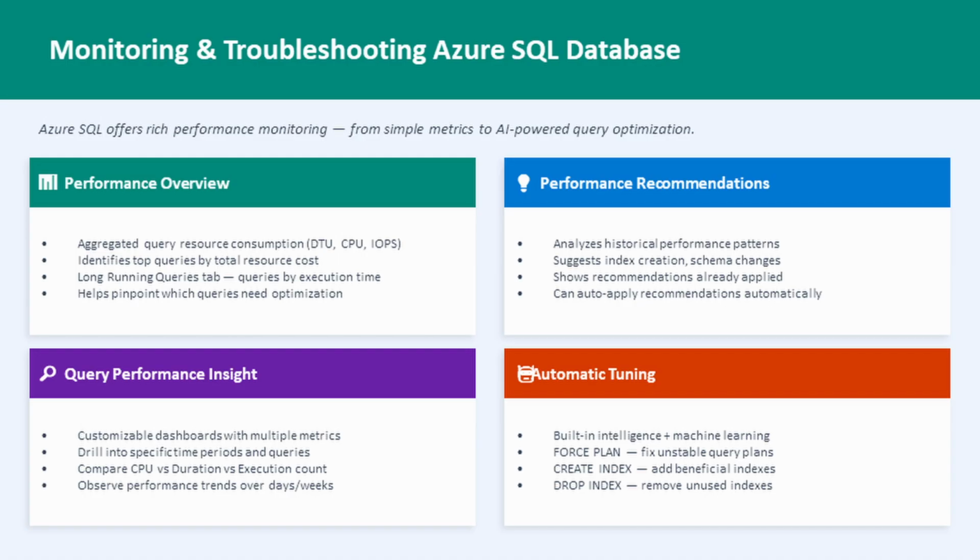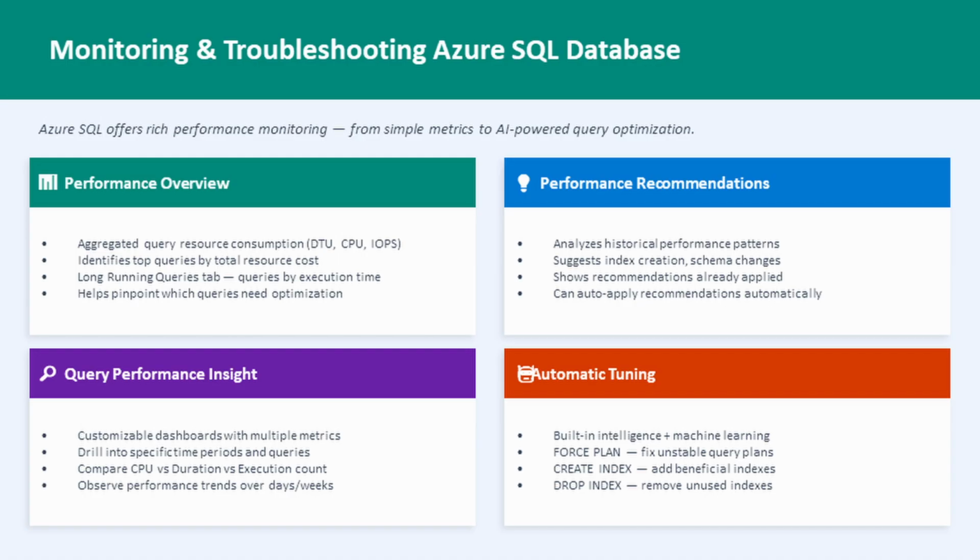The second tool is Performance Recommendations. Azure analyzes your database's historical query execution patterns and generates specific, actionable recommendations for improving performance. These might include creating a new index, dropping an unused index, or addressing a specific schema design. Recommendations are ranked by the estimated benefit. You can review them and apply them manually, or you can configure Azure to apply them automatically.